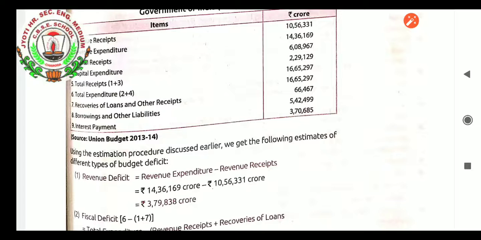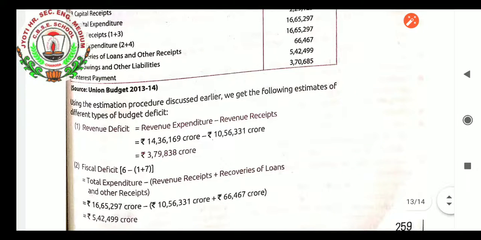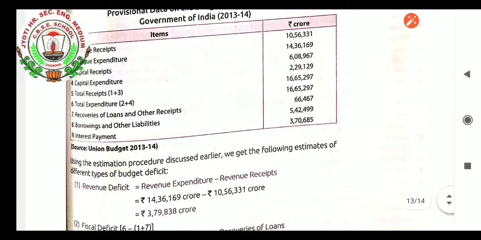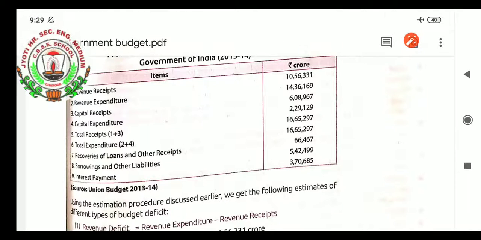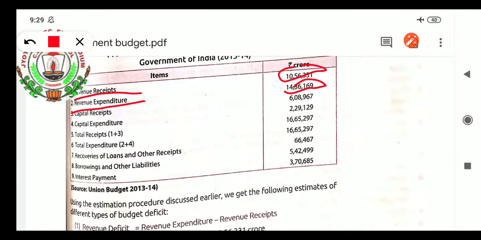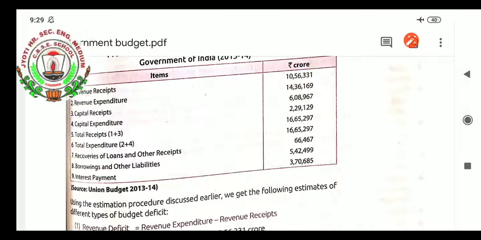How will we calculate the three deficits? First, revenue deficit. The formula is revenue expenditure minus revenue receipts. Revenue expenditure is clearly given as 14,36,169. You can see revenue expenditure and revenue receipts. If we subtract them, we will get the revenue deficit.